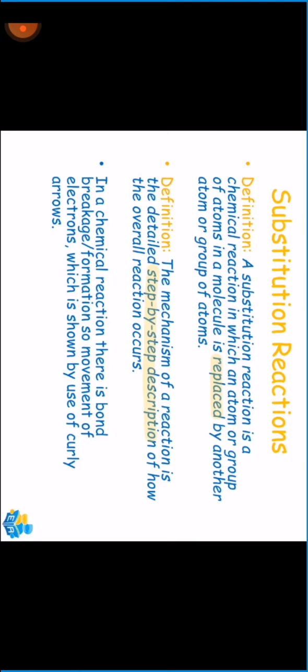In a chemical reaction, there is bond breakage and bond formation. So there is movement of electrons, and these are shown by the use of curly arrows in a mechanism. An example of a substitution reaction is the reaction of alkanes with halogens in the presence of UV light. And this substitution reaction is an example of a chain reaction. A definition for a chain reaction is a reaction that continues on and on because the product of one step of the reaction is the reactant for another step in the reaction.